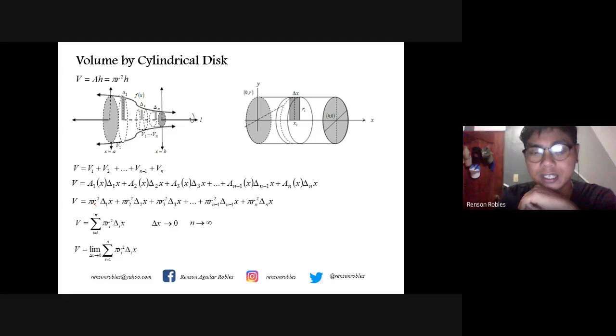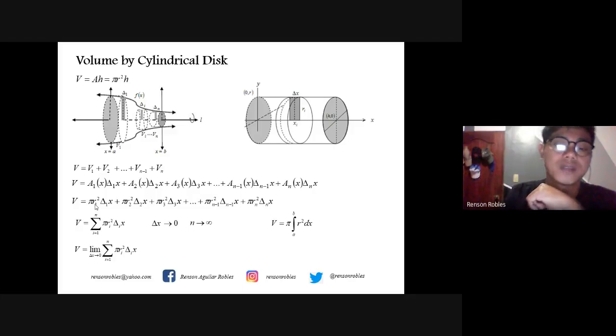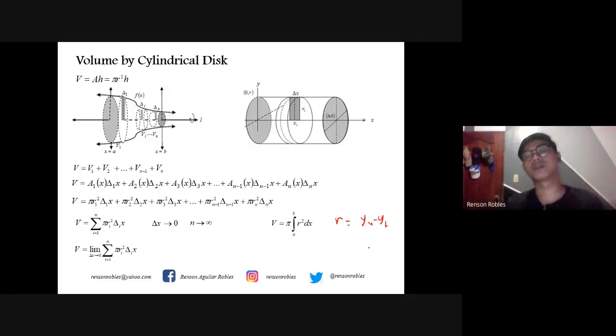And this can now be written in integral notation. The volume is equal to pi times the integral of r squared dx evaluated from a to b. And on this particular illustration, your r can be written as y upper minus y lower. That's why I keep on reminding you when I discuss the area of a region bounded by different curves to always remember the upper and lower thing, the y upper, y lower, and the x right, x left thing, because that will be used when we reach this particular lesson.